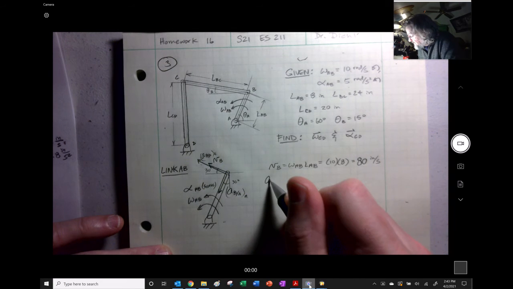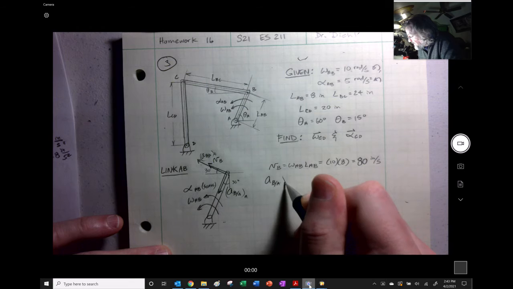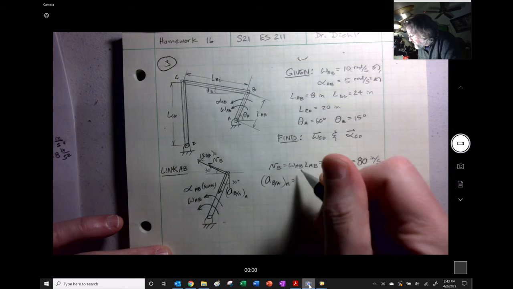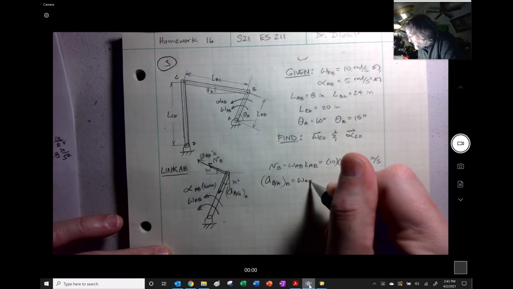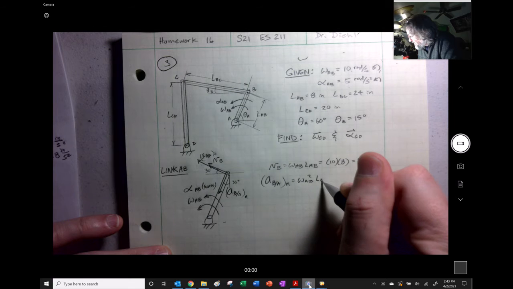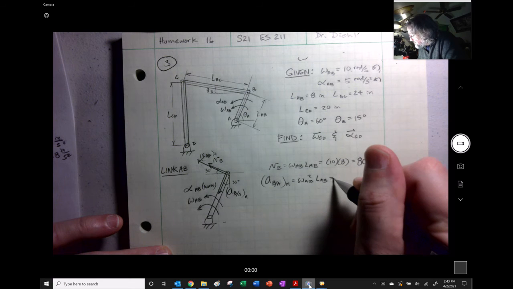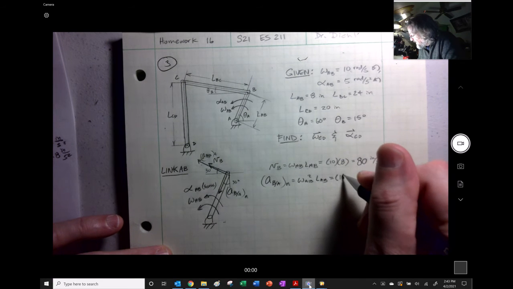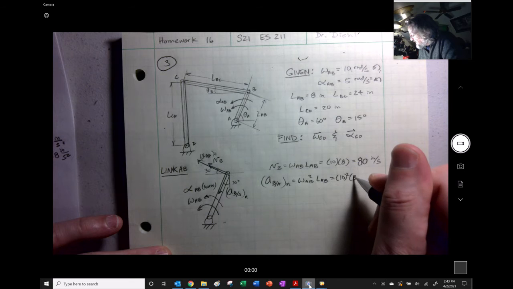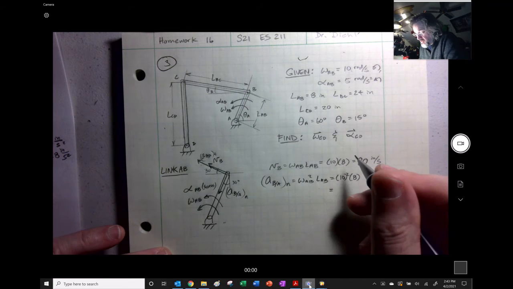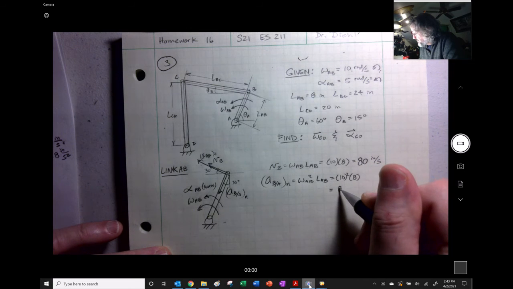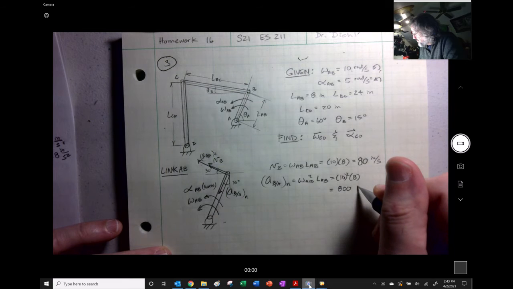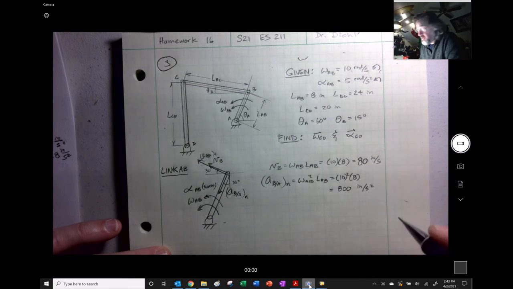Okay, so we have the acceleration of B with respect to A in the normal direction. That's omega AB squared times LAB. So that's going to be 10 squared times 8. And so we're left with 800 inches per second squared.